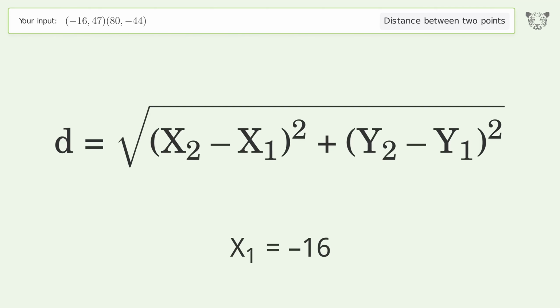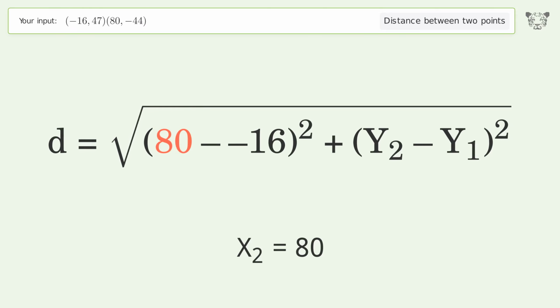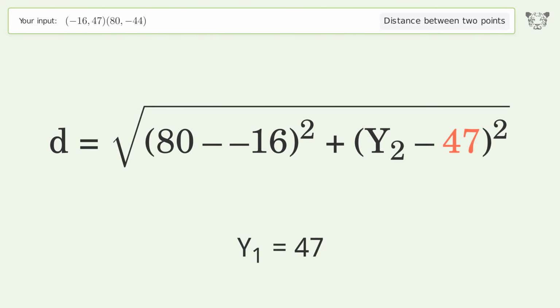x1 equals -16. x2 equals 80. y1 equals 47. y2 equals -44.